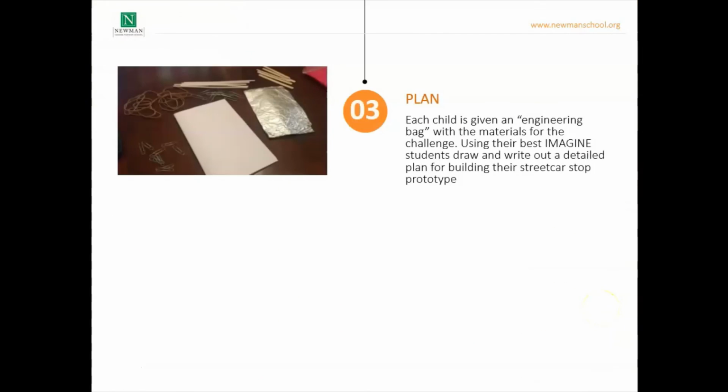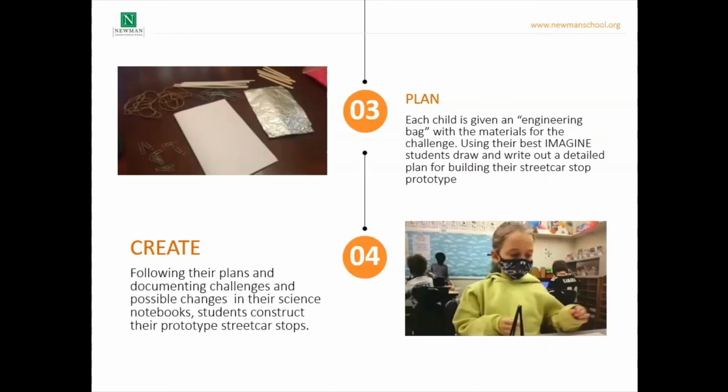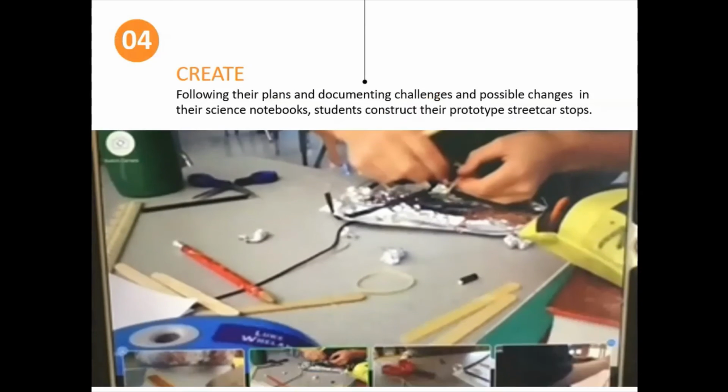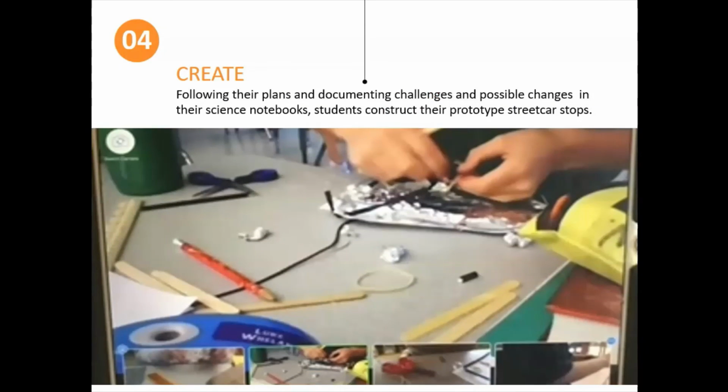Once students had settled upon a design, they would be given their engineering bags. These engineering bags, one for each unit, were mailed to students' homes if they were remote or in a hybrid situation. Students in class were also given the same materials. Once they knew their limits and their constraints, students could then begin writing a plan for their prototype. And then we would begin to create. Here is Mia starting the creation of her streetcar stop in our classrooms. However, this was also done by our students who were learning remotely.